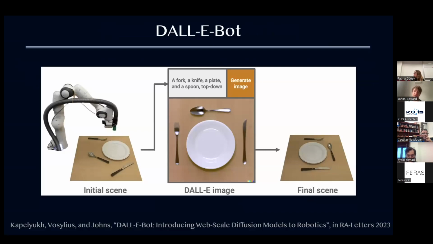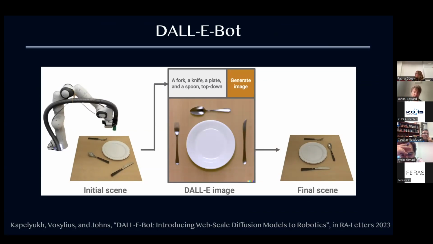And we came up with this idea called DALL-E-Bot. DALL-E-Bot is a method where we take in an initial scene. Here, for example, we have a plate, a knife, a fork, and a spoon. The robot takes a look at that scene and comes up with a textual description of it. So we have in the middle here a fork, a knife, a plate, and a spoon. And we will generate an image of that scene. The idea is that when the robot generates an image with this text description, it's going to create the most natural looking image that it can think of.